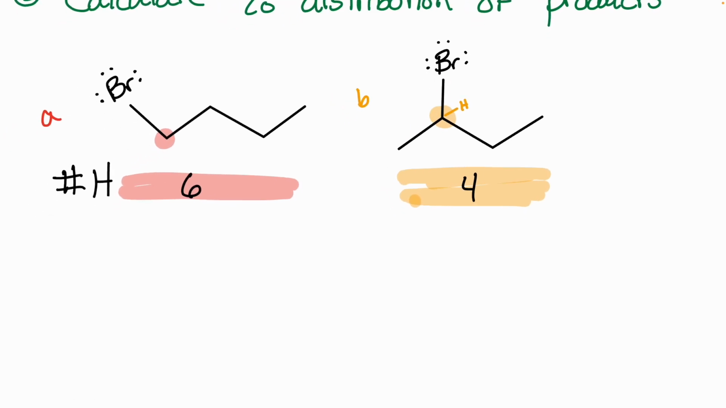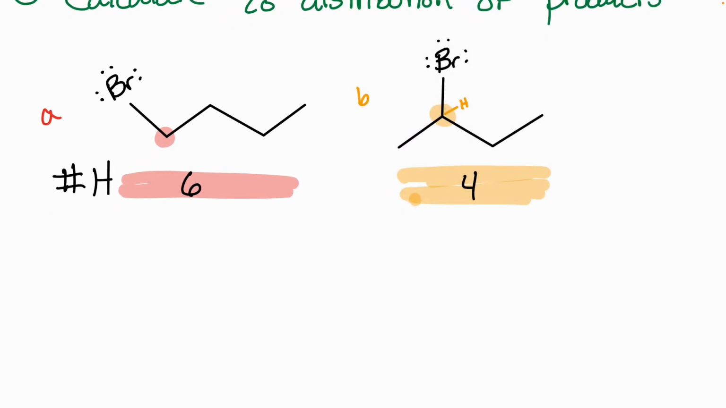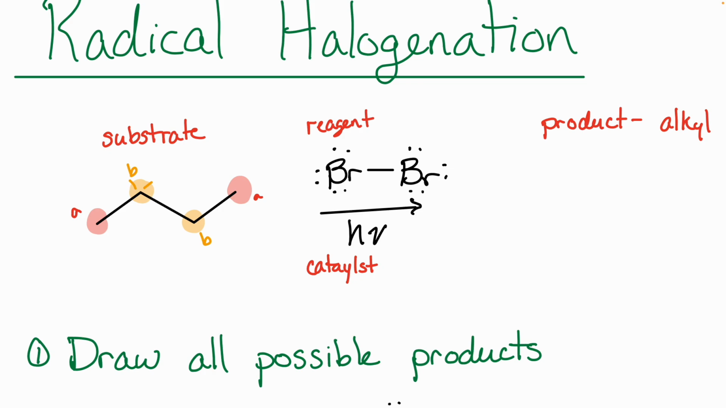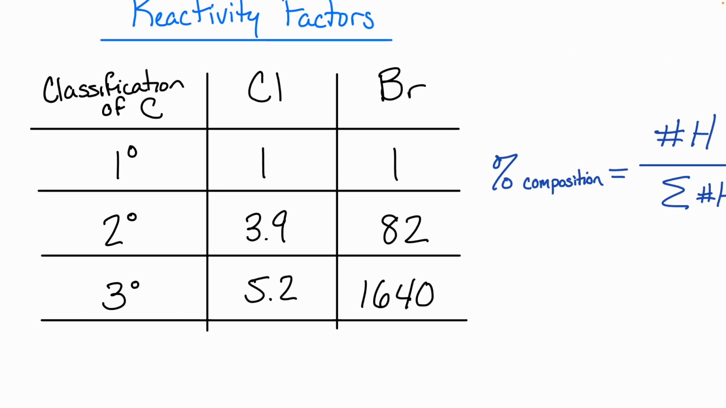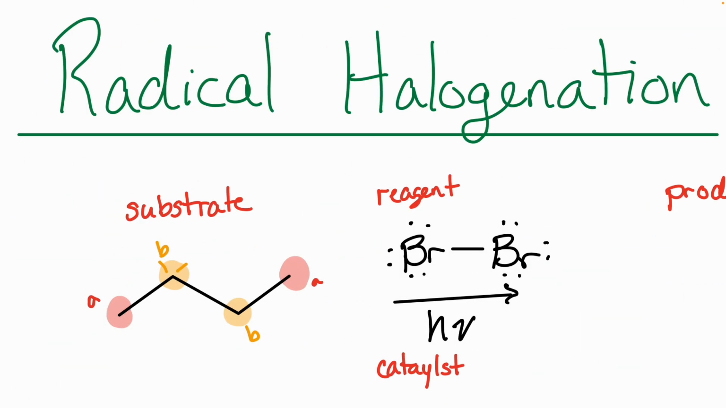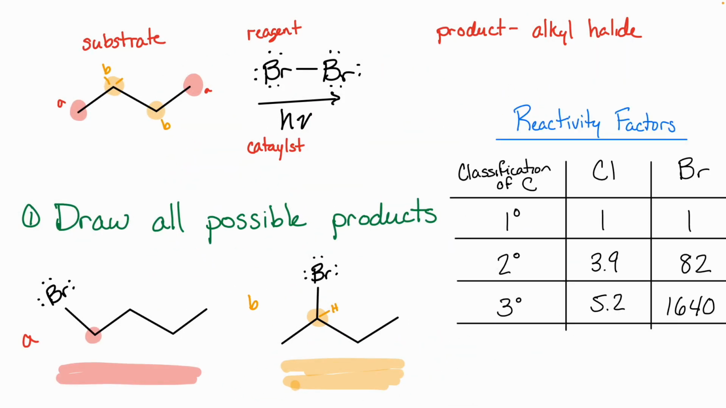All right, and there are these two parts of this calculation. The one is the number of hydrogens, and the other is what we call the reactivity factor. And the reactivity factor is unique to your halogen. So in this case, our halogen is bromine. So I'm going to go to that little table that we created. This is our reactivity factors. And we can see that it differs depending on whether we're talking about a primary, a secondary, or a tertiary carbon. All right, so let me just kind of squeeze this in here.